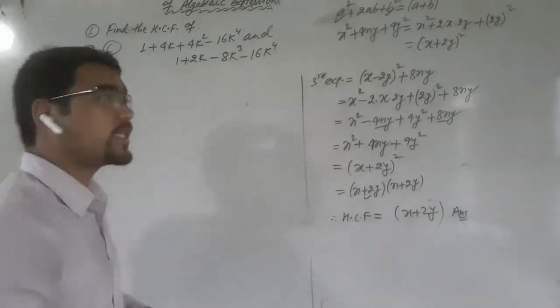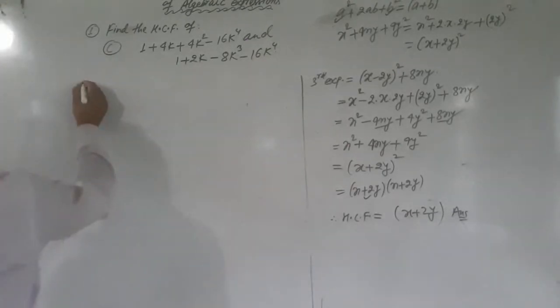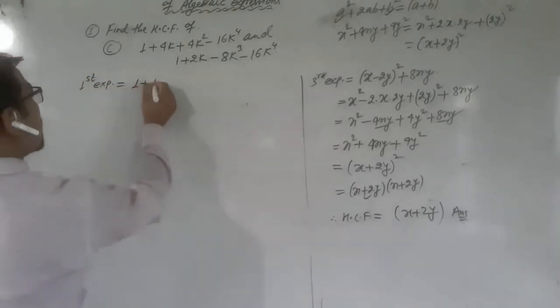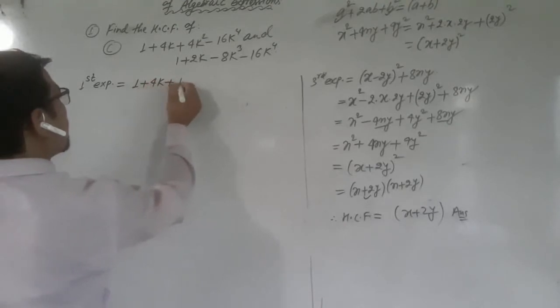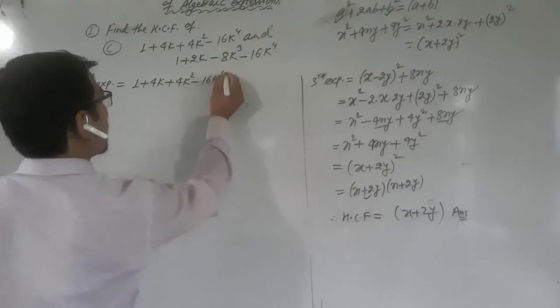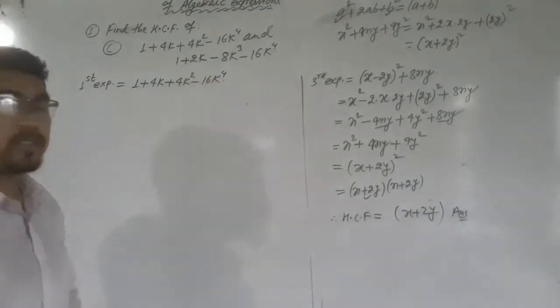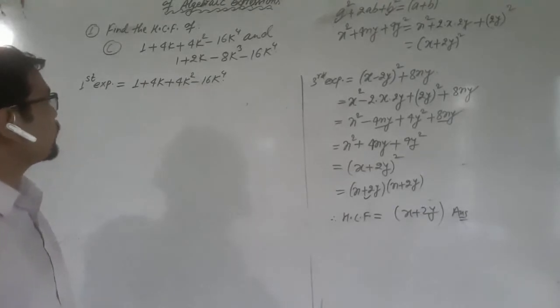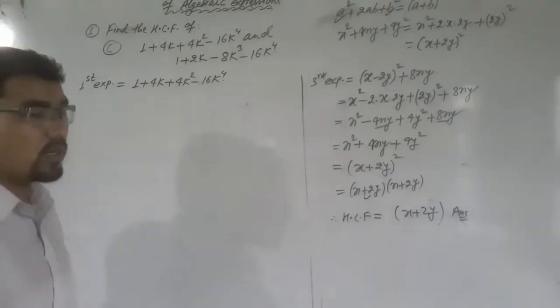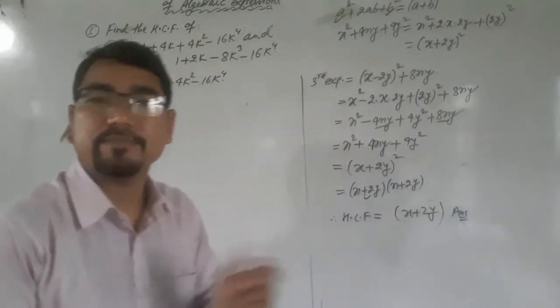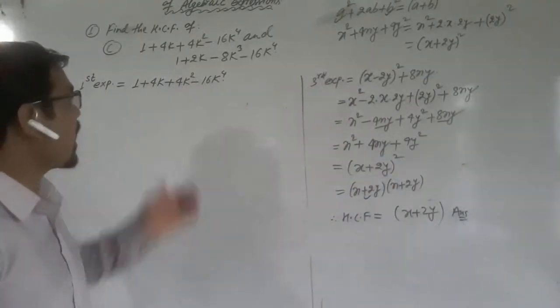Now let's factorize it. The first expression I take. The first expression is equal to 1 plus 4k square minus 16k to the power 4. So here are 4 terms: 1, 2, 3, 4 terms. So is it possible to take common, or what can we do? Let's check. Let's apply our mind here. How can we do it?